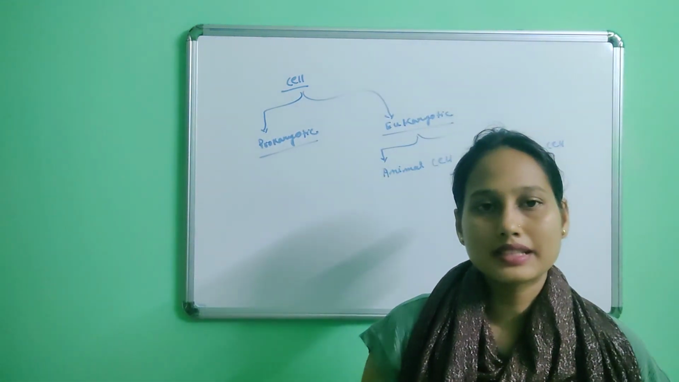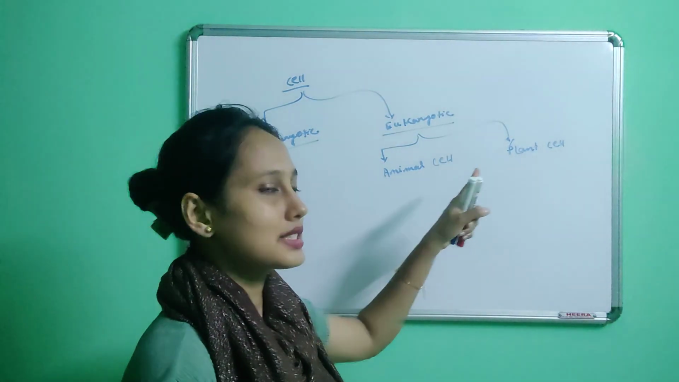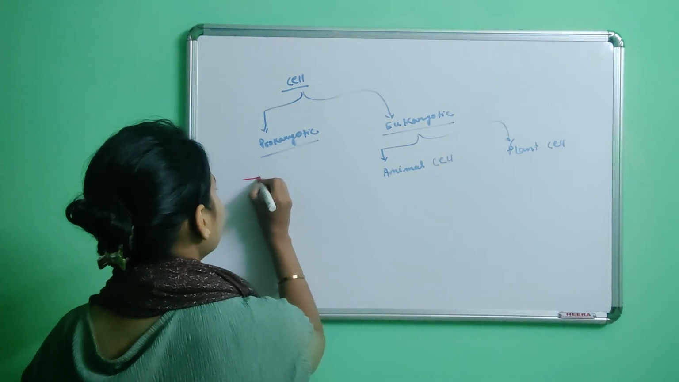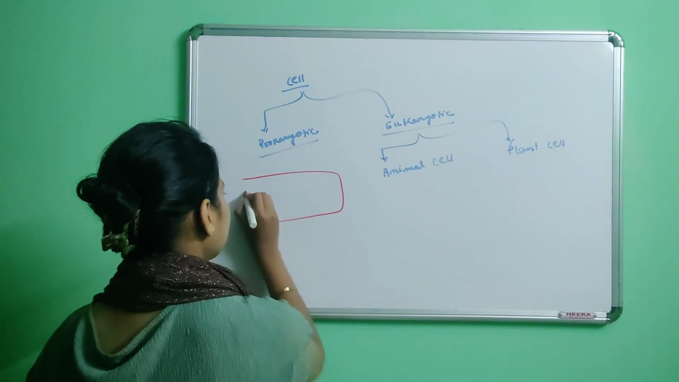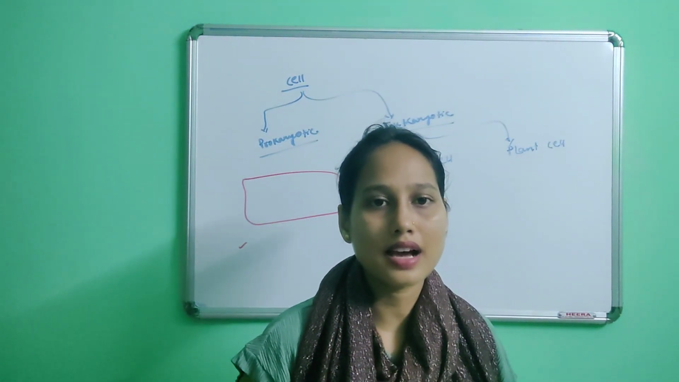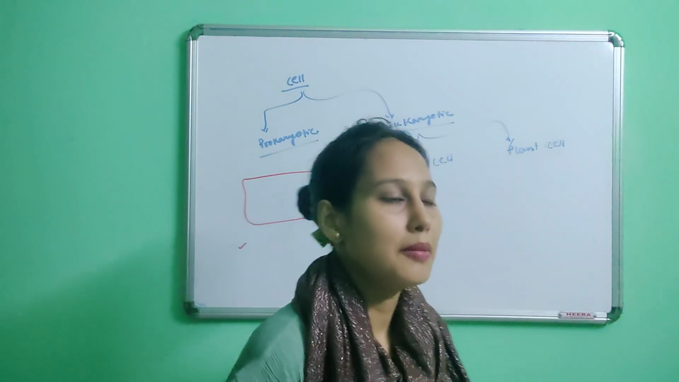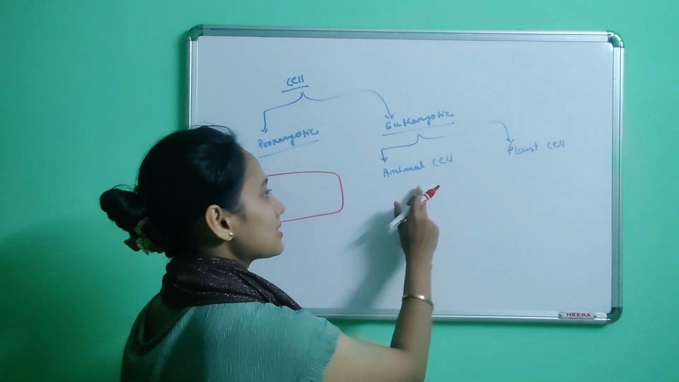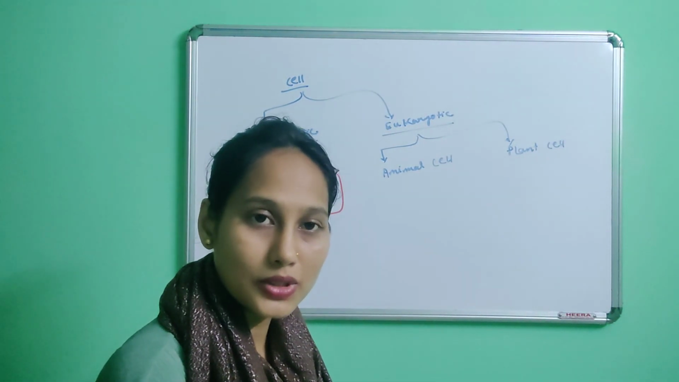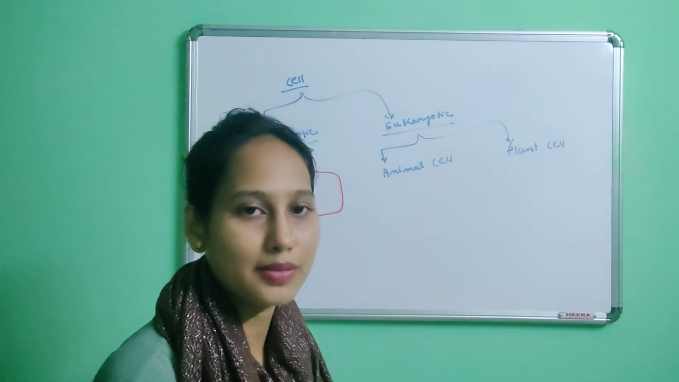So what is the basic difference between the prokaryotic cell, the animal cell and the plant cell? In the prokaryotic cell, the most important point is that the cell doesn't have any bounded organelle or any bounded nucleus. But in the animal cell or plant cell, it has membrane-bounded organelles, and specifically the nucleus is also membrane bounded.